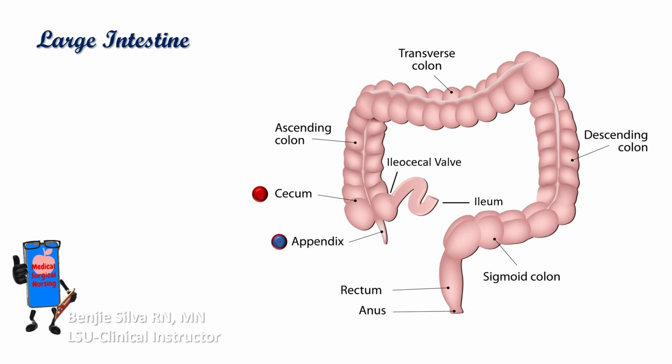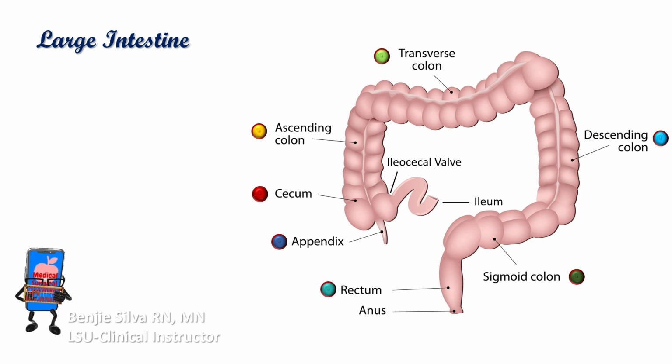The colon consists of 4 divisions: ascending colon, transverse colon, descending colon, and sigmoid colon. The sigmoid colon of the large intestine bends downward to form the rectum. The last 1 to 1½ inches of the large intestine is called the anal canal, which opens to the exterior of the body through the anus.